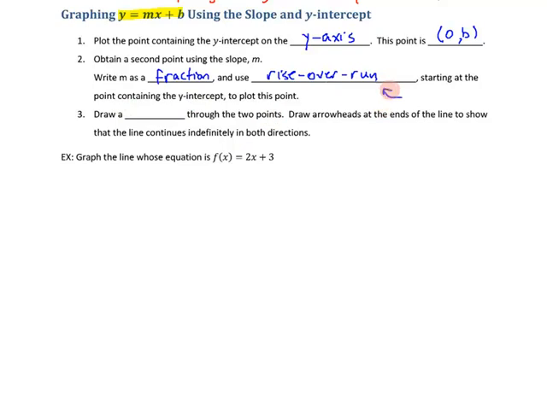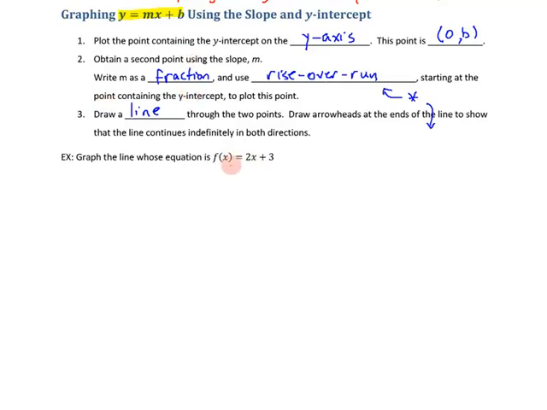Now, I'll come back to this. You'll see this in the example below, so hang on if this doesn't make sense. Once you've done that, draw a line between the 2 points and you've got it. Put the arrowheads at the end and you've got a line that represents the graph of that equation.